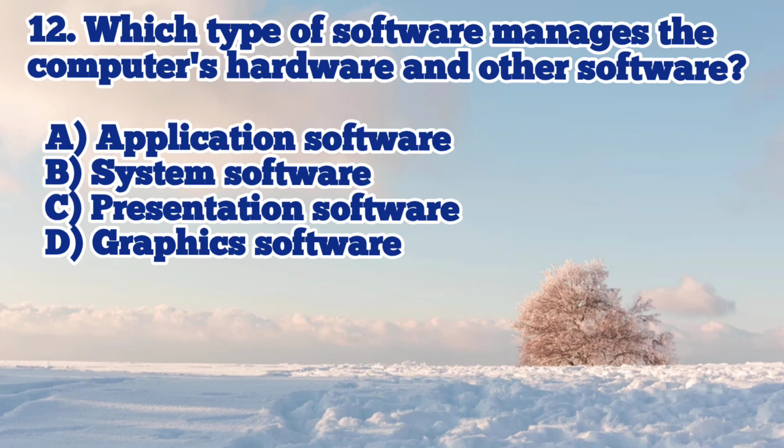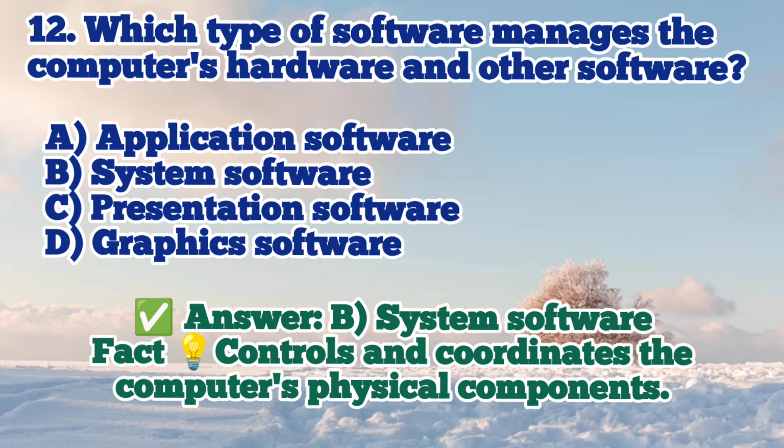Which type of software manages the computer hardware and other software? The answer is system software. System software controls and coordinates the computer's physical components.